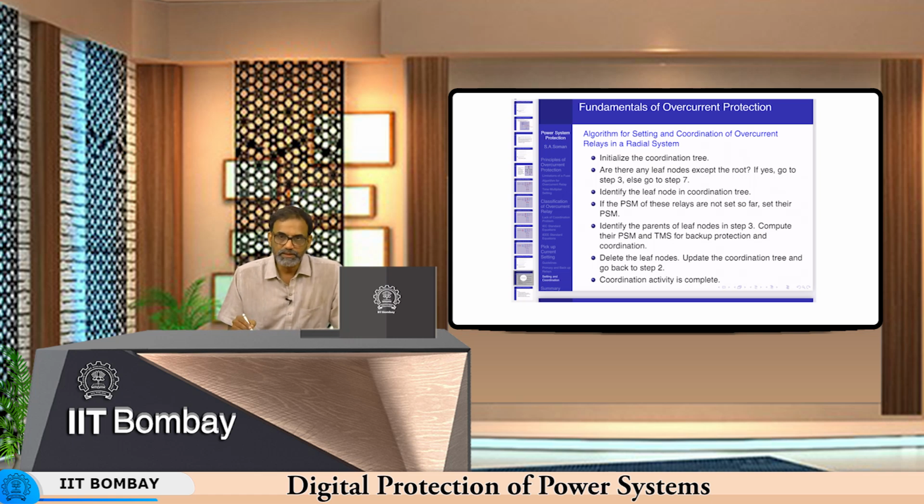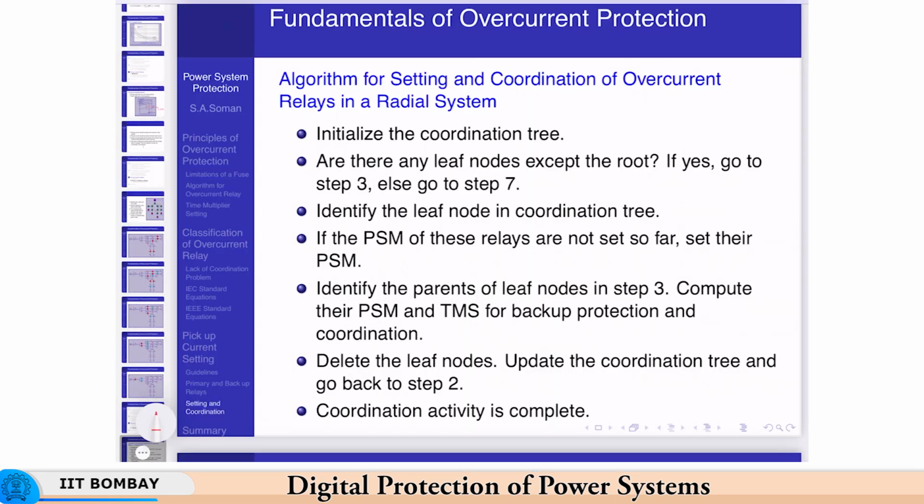So, this is the algorithm. You have to first initialize the coordination tree. Then, are there any leaf nodes except the root? If yes, then go to step 3. Step 3 is this step here. You have to identify the leaf nodes in the coordination tree. Then the PSM, that is the current setting of these leaf nodes, has to be set first.